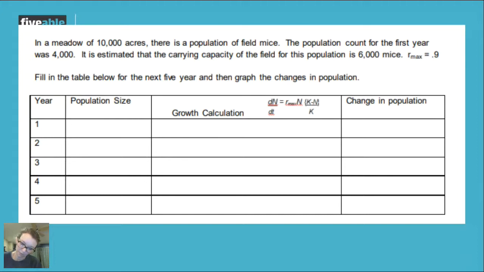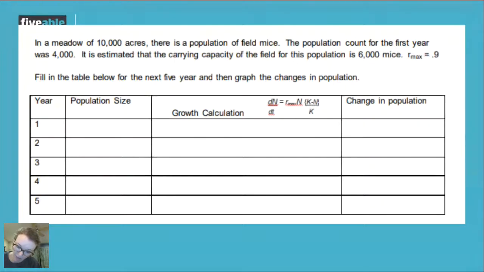Okay, so we started with 5,200. So now at the end of year two, we have 5,824 mice. For year three, then, we're starting with 5,824 mice. We have 0.9 times 5,824 times 6,000 minus 5,824 divided by 6,000, times 0.9. And now we only grew by 154 mice, right?